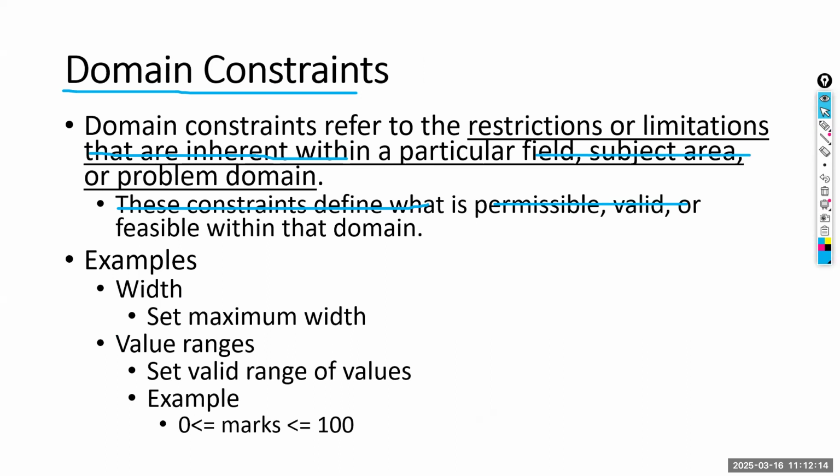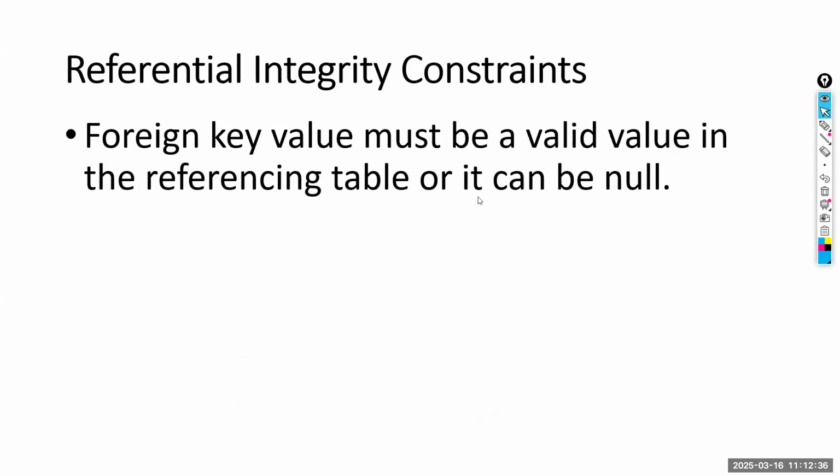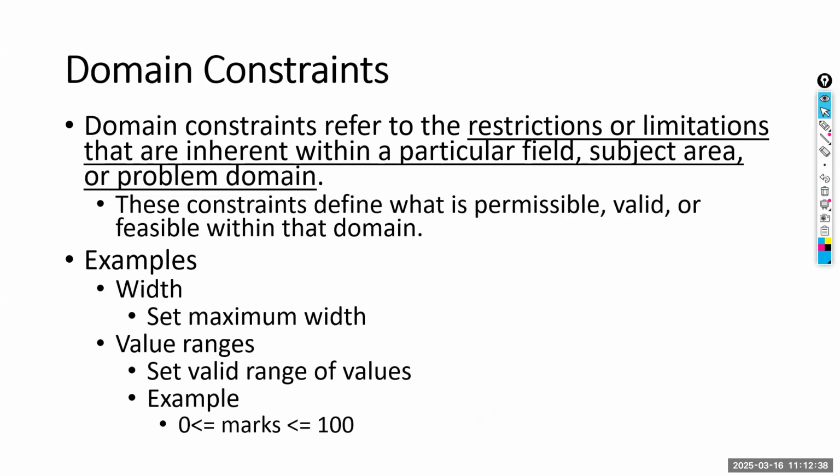Right. So referential integrity constraint says your foreign key value must be either a valid value or it can be null. Entity integrity constraint says your primary key value must be not null and unique. Okay, right. So then you can have any other domain constraints. Domain constraint means restrictions coming from your business rules.